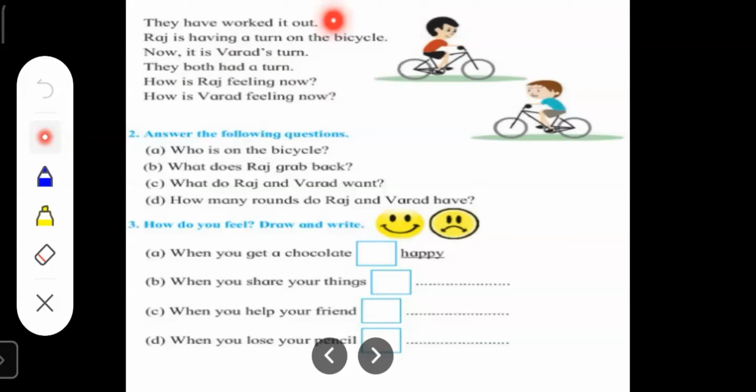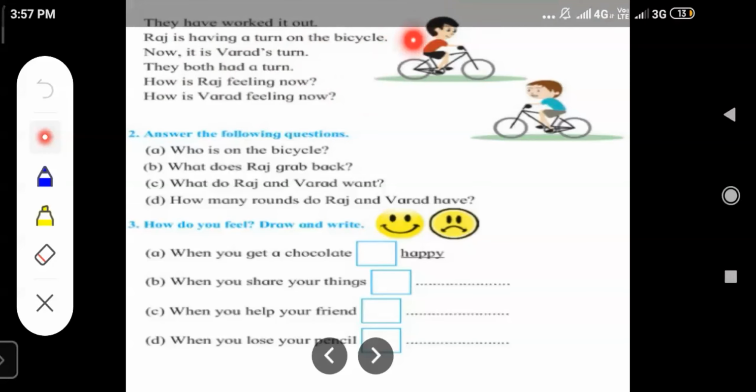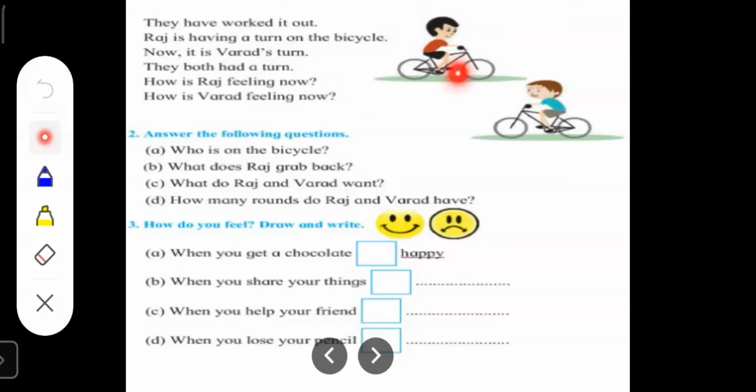What does that mean? It means that they have found a solution. And what is the solution? You can see here, first Raj is riding the bicycle, and after he finishes riding 3 times, then Varad is riding the bicycle. So they have found a solution.